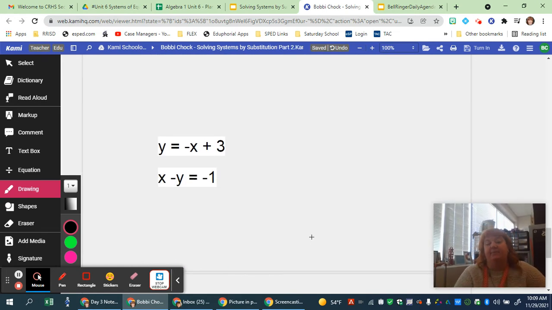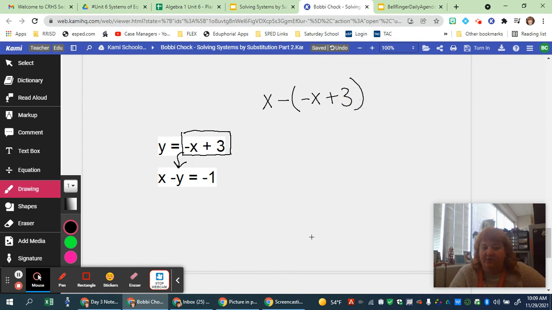This is a prime example why it's important to put the blob in parentheses. So I'm going to take this right here and plug it into this right here. So x minus a negative x plus 3. Do you see how I had to put it? It was x minus, and then I plugged this into this here. That's why it's important to put it in parentheses, because then that tells me to distribute.